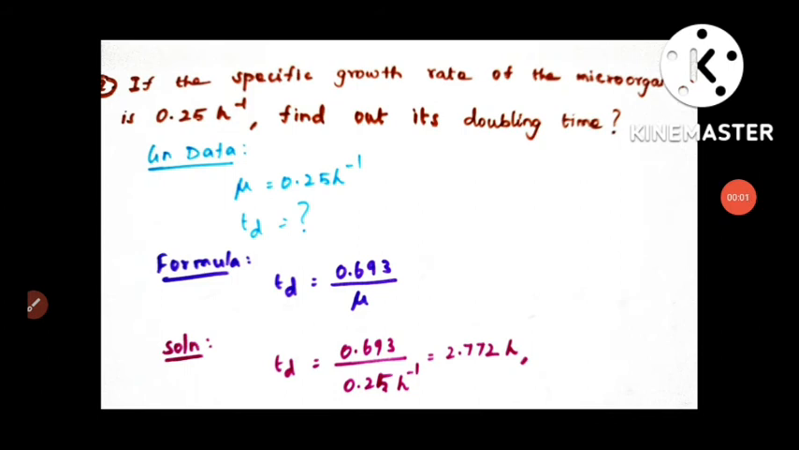Our first problem is, if the specific growth rate of the microorganism is 0.25 per hour, find out its doubling time. So the given data are mu, that is specific growth rate, equal to 0.25 per hour, asking doubling time td. We know that the formula for td is equal to 0.693 divided by mu. Just substitute the given data in the formula. So td is equal to 0.693 divided by mu, which is 0.25 per hour. So the answer is 2.772 hour.